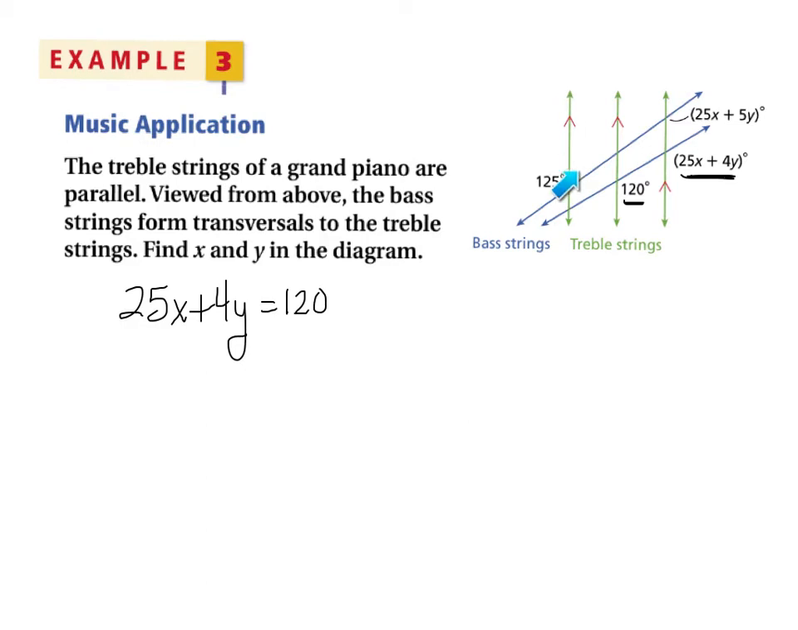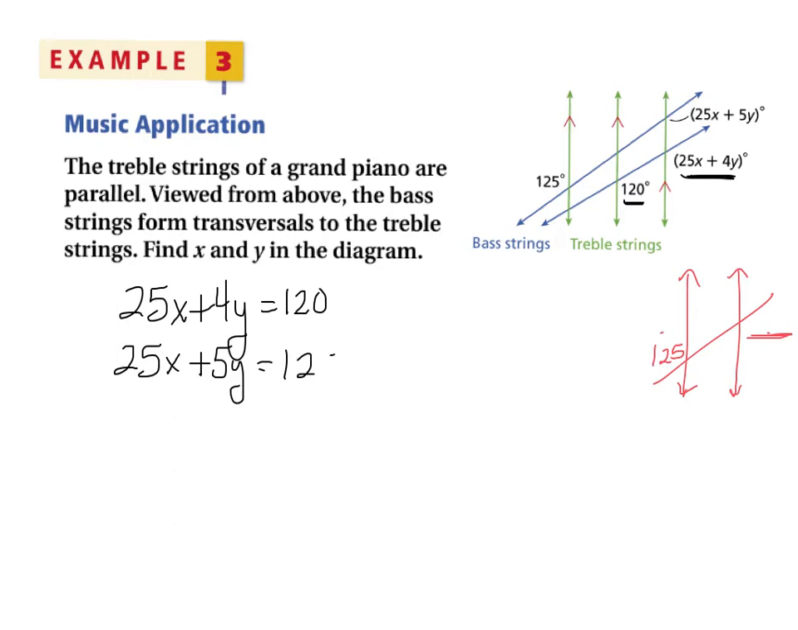Now, if we take the left parallel line and the right parallel line, what kind of angles are 125 and 25x plus 5y? They're on opposite sides of the transversal, which I'll redraw here. Here's 125. Here's the 25x plus 5y. They're alternate exterior angles, and they're congruent because of the alternate exterior angles theorem. And they're equal. So we can say 25x plus 5y equals 125.